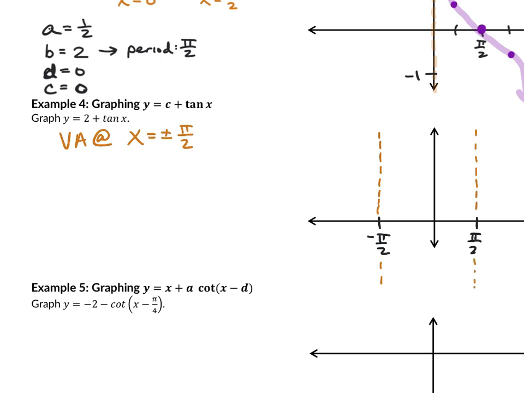For the rest of this function, I see that there is no vertical dilation because there's a 1 in front of tangent. There is no change to the period. That means that the period is just going to be pi like normal. And I don't see any phase shift, which is D, so there's not any phase shift. But I see, see what I did there, that this C value is 2, which means I have a midline that has been shifted up to the value of 2.